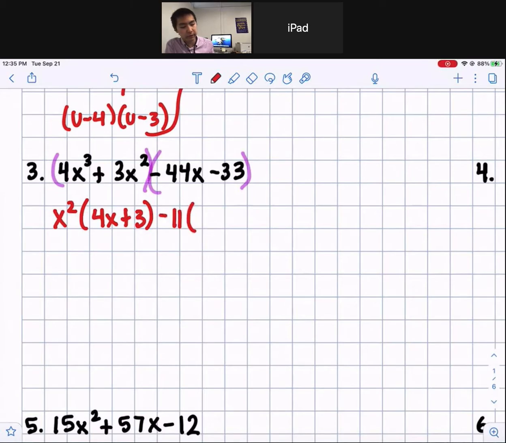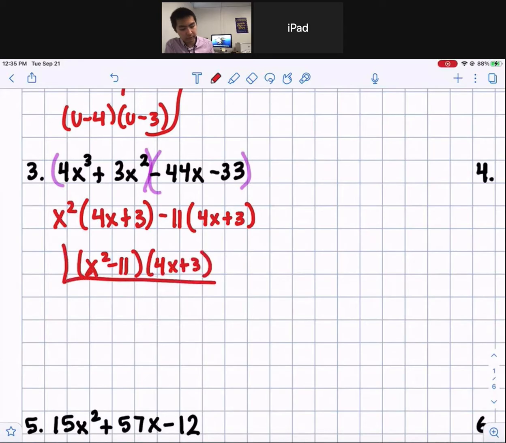Negative 44 divided by negative 11 is positive 4x. Negative 33 divided by negative 11 is positive 3. Now, that's great, that's matching, so we can factor that out and we get x squared minus 11 and 4x plus 3.